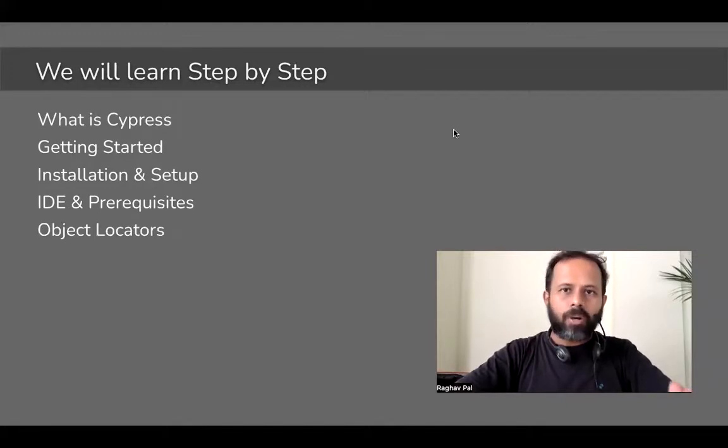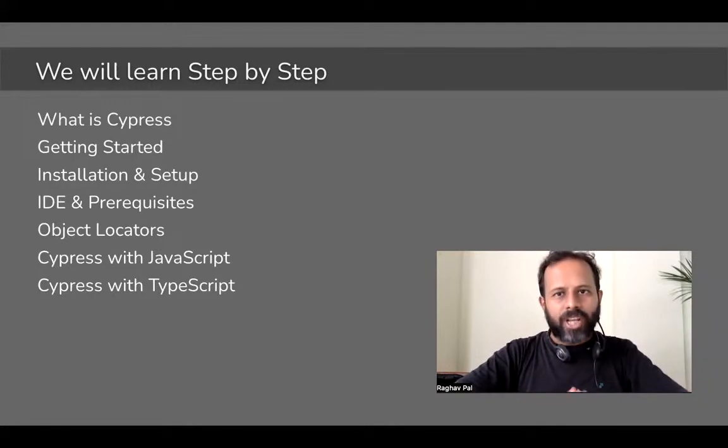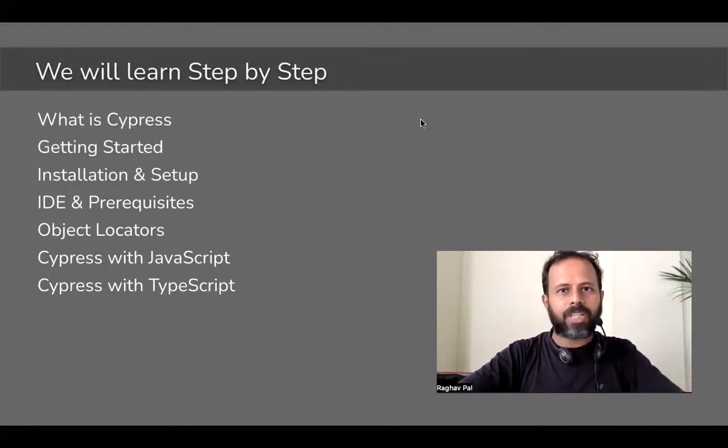We will learn about object locators. What are object locators? How do we create object locators in Cypress? We will learn Cypress with JavaScript and TypeScript. Now, Cypress uses JavaScript, and any programming language that can transpile down to JavaScript can be used. For example, TypeScript can be transpiled to JavaScript. So any language that can transpile to JavaScript, that can be used to script test cases in Cypress.